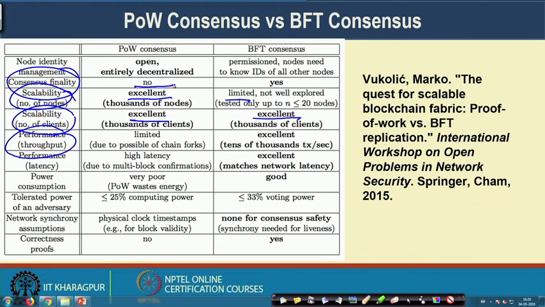From this point, we have seen that there are two major shortcomings of proof of work based consensus protocols. The first shortcoming is in terms of consensus finality, which it does not support, and the second shortcoming is in terms of performance, where the transaction throughput is very limited.